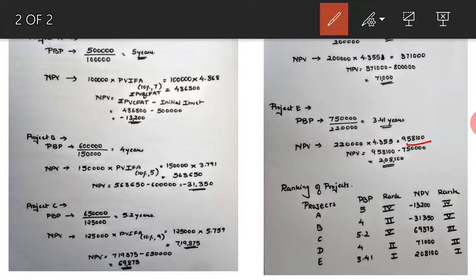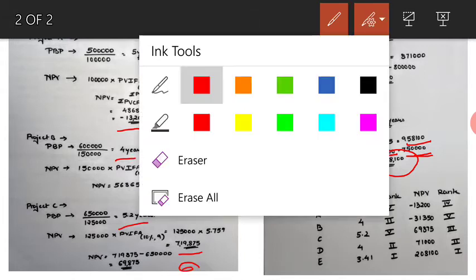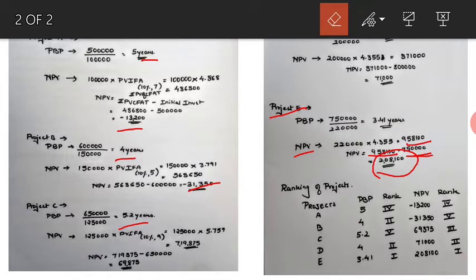How do you calculate NPV again? It is summation of present value of cash flows after tax, that is 9,58,100, minus initial investment, which is 7,50,000. So 9,58,100 minus 7,50,000 gives you 2,08,100, which is the NPV for project E. Now we have completed the calculation of payback period and NPV for all the projects. Now let's go ahead to give the rankings.